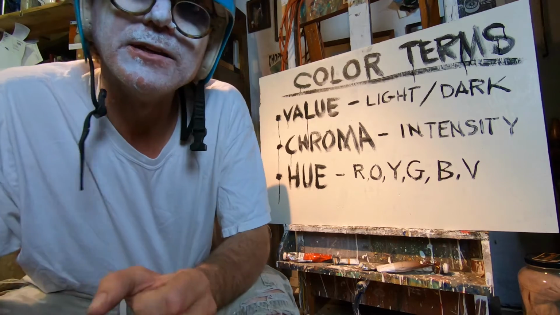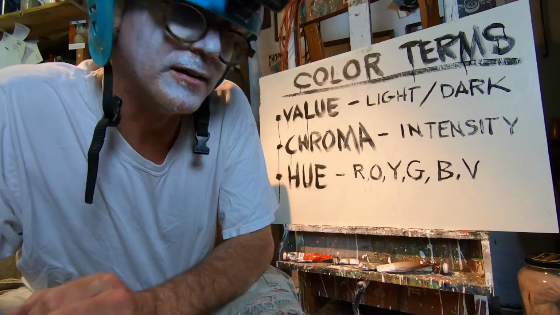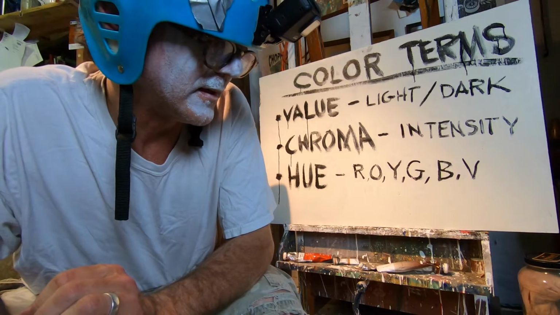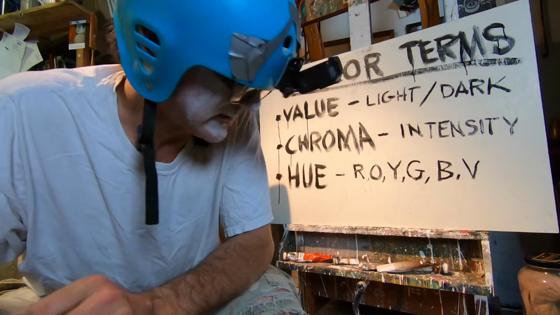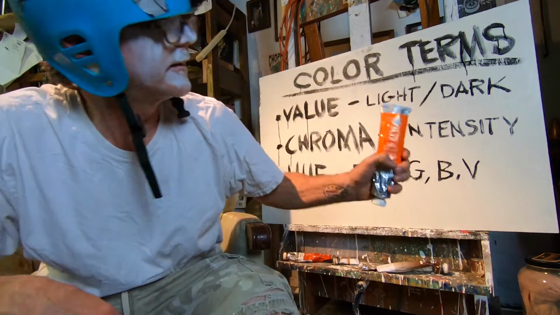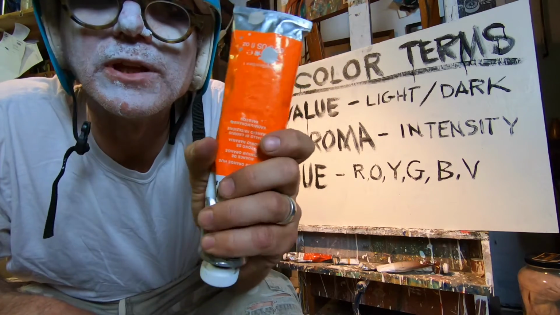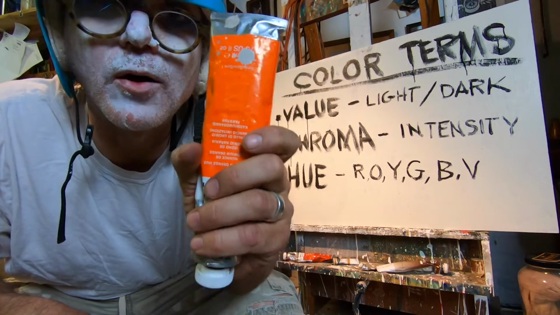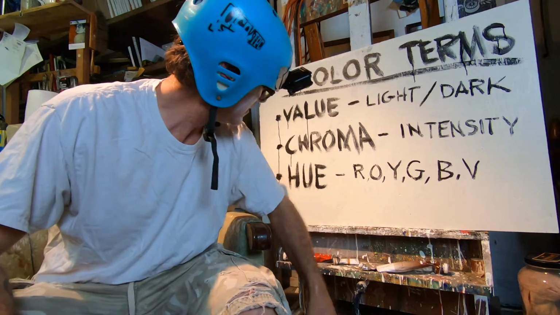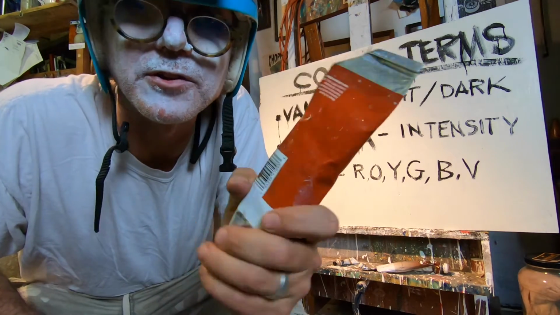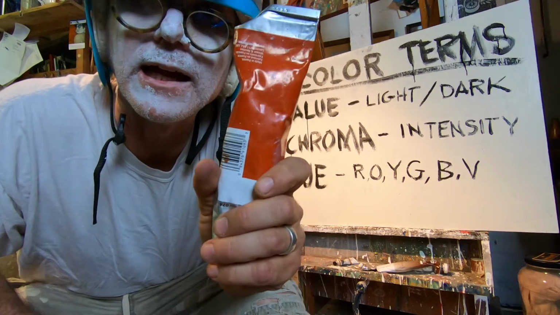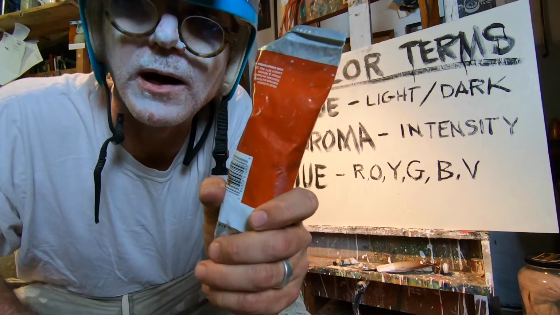Chroma is the intensity of a color. Like that. That's a really intense, high chroma orange. That could be considered an orange, but it's a lower chroma orange.